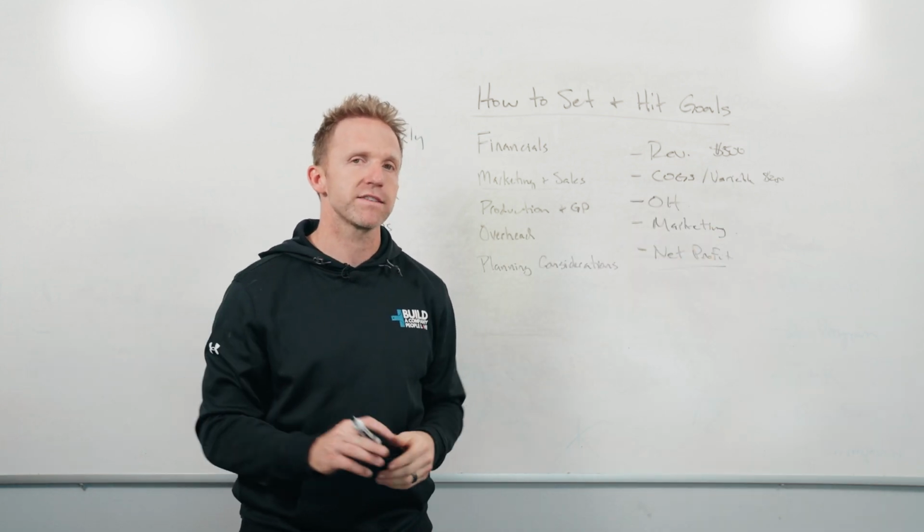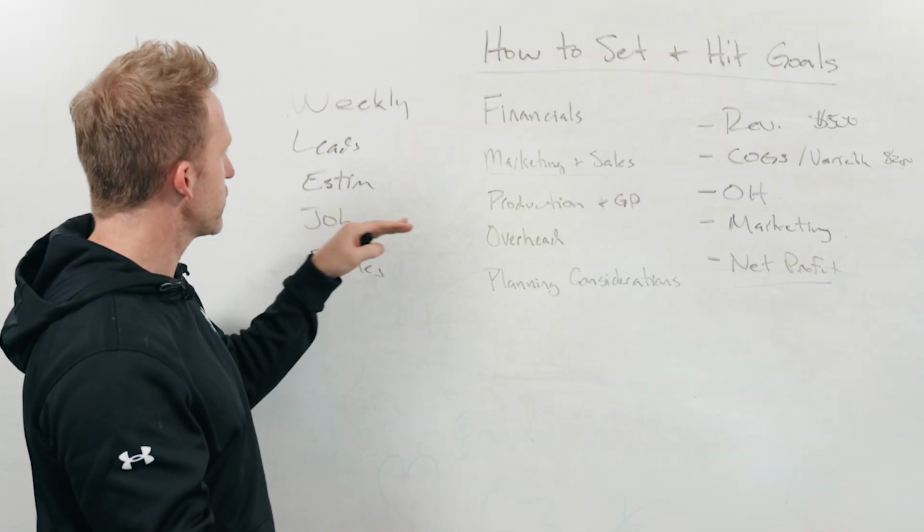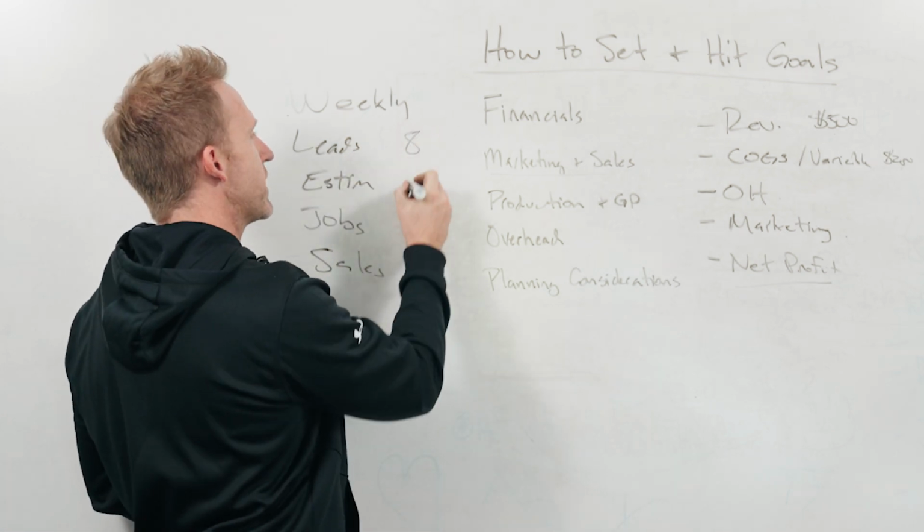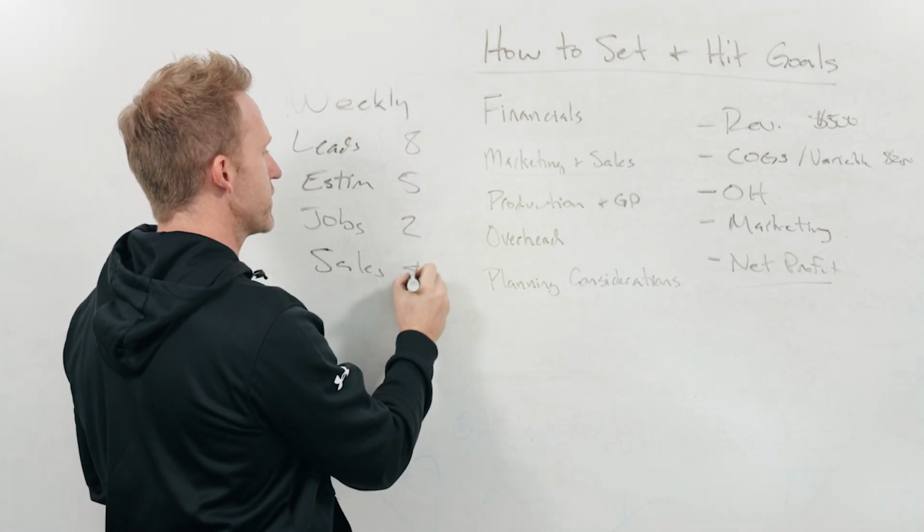So on average, that's $10,000 a week. So maybe that's 2 jobs. So I got to do 5 estimates. So I need 8 leads. So maybe we say weekly, I need 8 leads, 5 estimates, 2 jobs for 10,000.